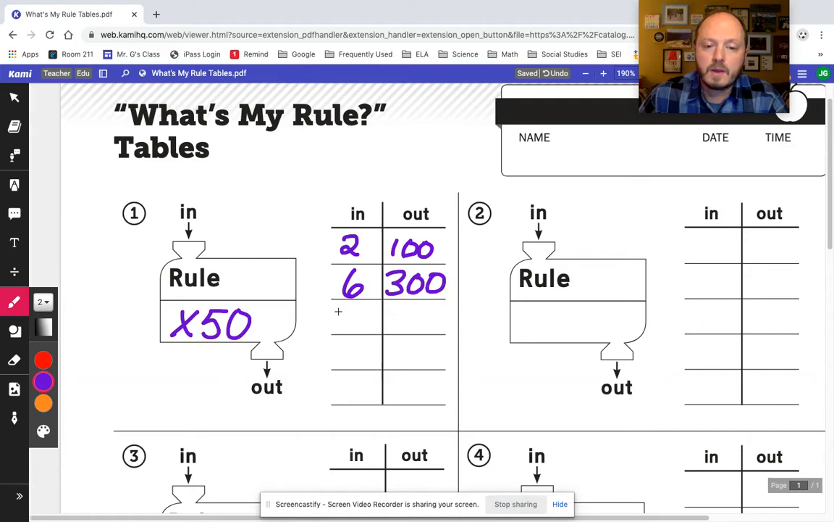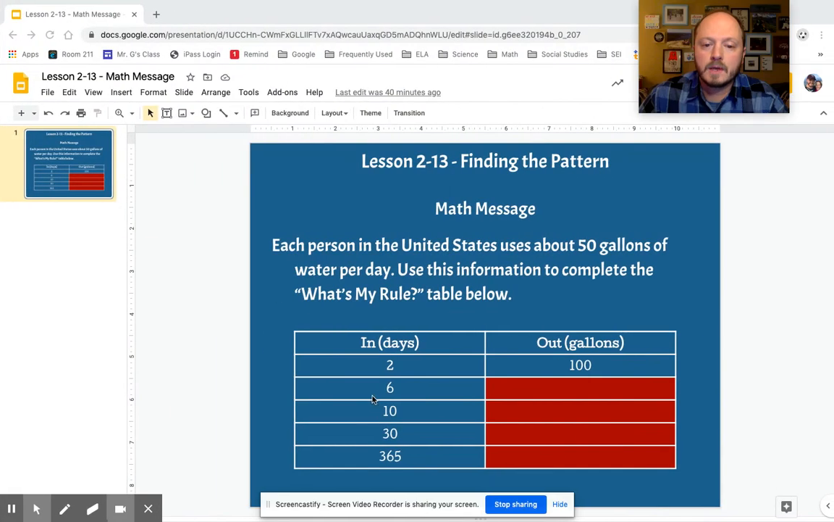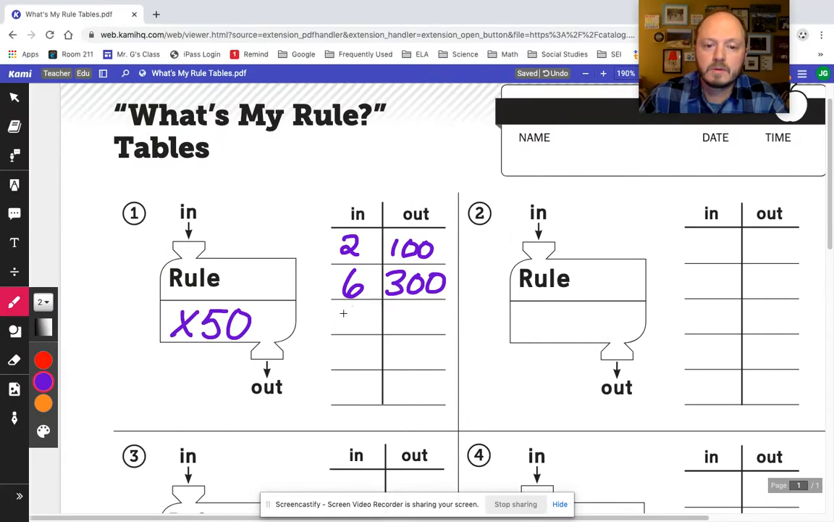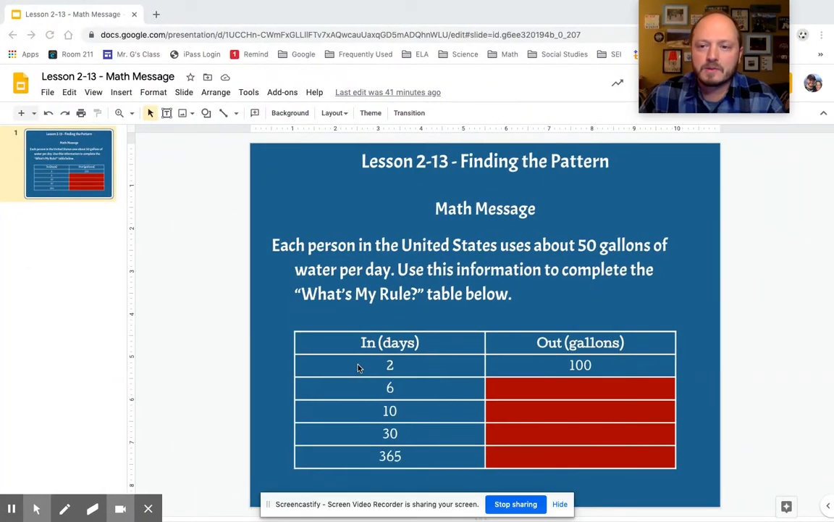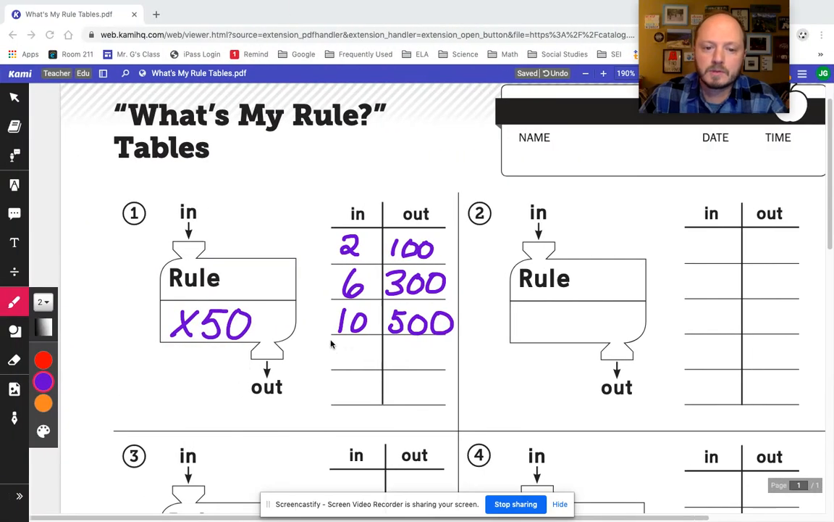So 6 times 50 is 300. And then 10 times 50. 10 times 5 is 50, right? So another 0 for that would be 500, right? 500 gallons in 10 days. Isn't that incredible? Just on a completely different note. So then 30 and 365.